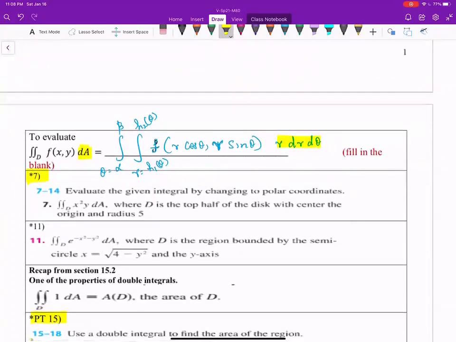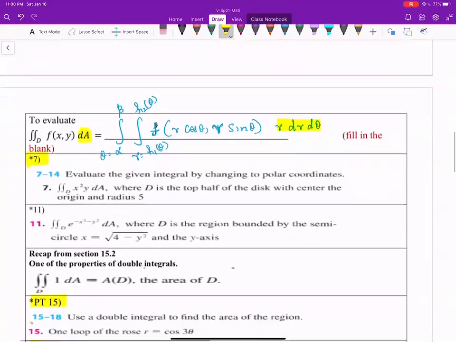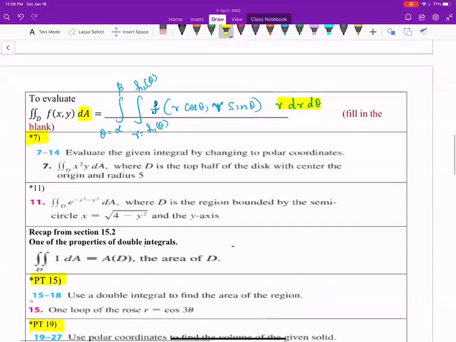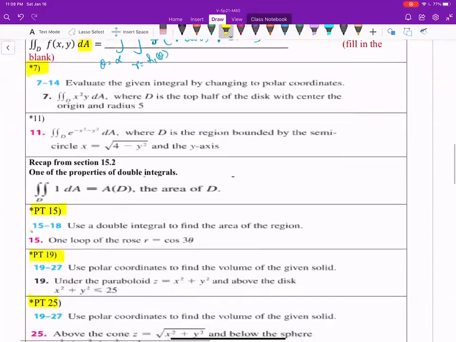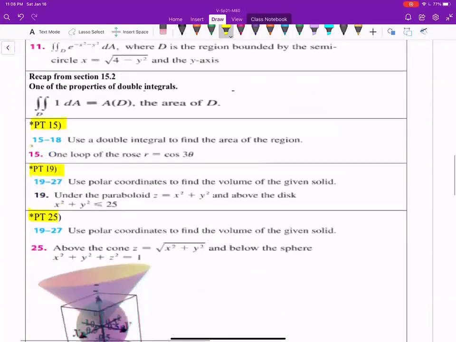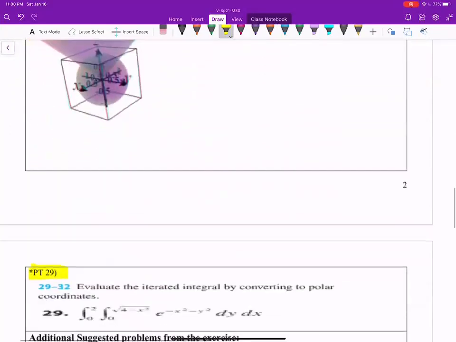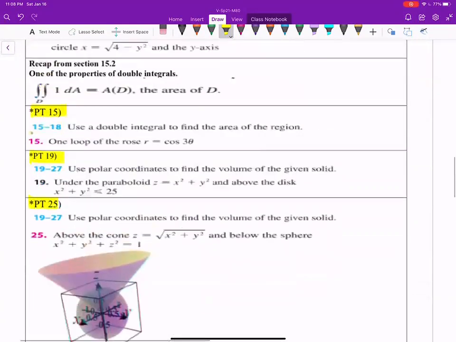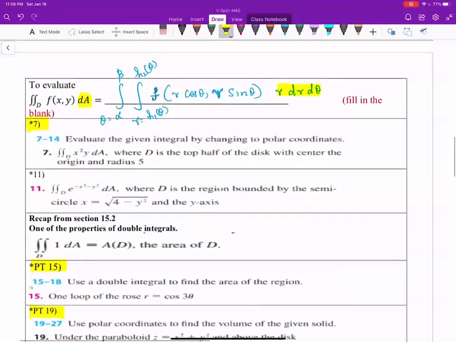Sometimes converting the problem to polar coordinates makes the evaluation very easy. I have done problem numbers 7, 15, 19, 25, and 29 in the videos for the section. Please refer to the videos for the section for these problems.